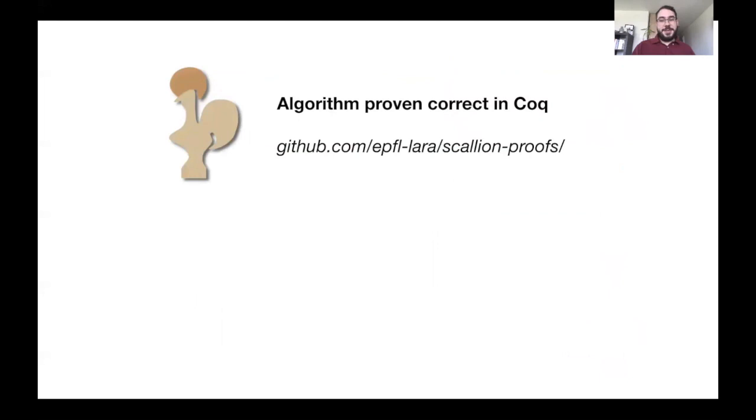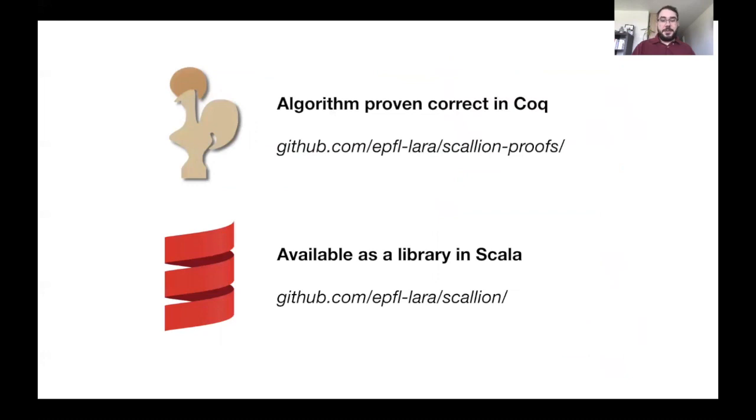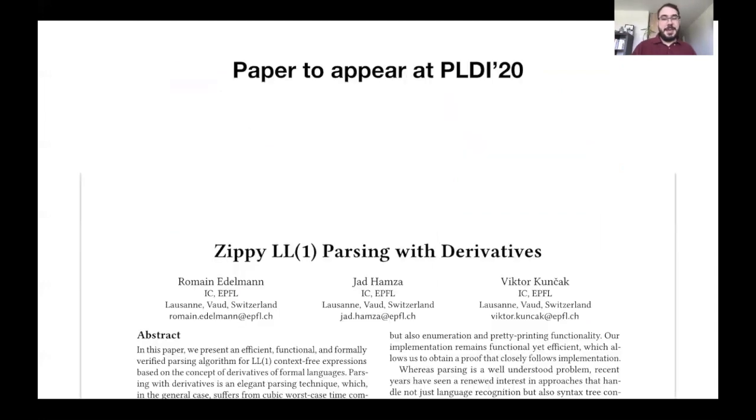We've proven the algorithm correct in Coq, and the proofs are also available on GitHub. We've also made this library available for you to use. It's also on GitHub. We've written a paper about this subject, and it's going to appear at PLDI this year. In the meantime, it's available on arXiv.